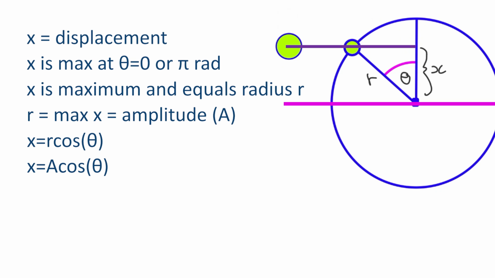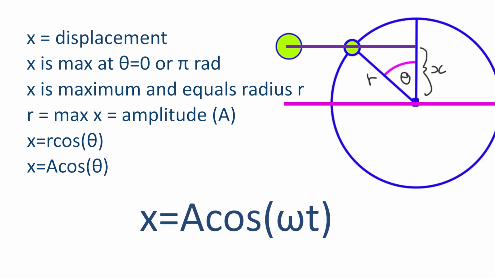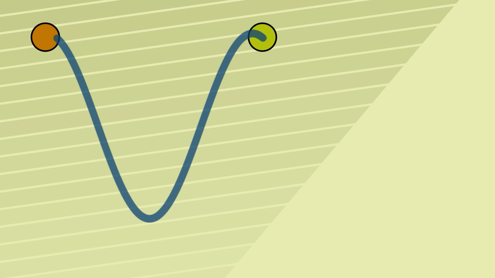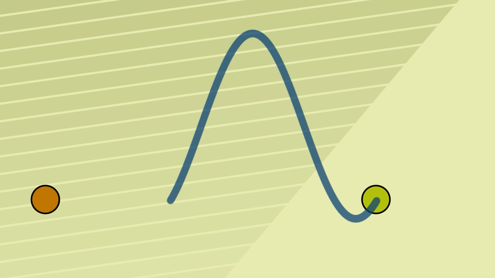Theta we know is going to be equal to omega t. Therefore we can substitute that in and we get our standard SHM displacement formula, x equals a cosine of omega t. We set out to answer the question, what has simple harmonic motion got to do with circles and trigonometry?